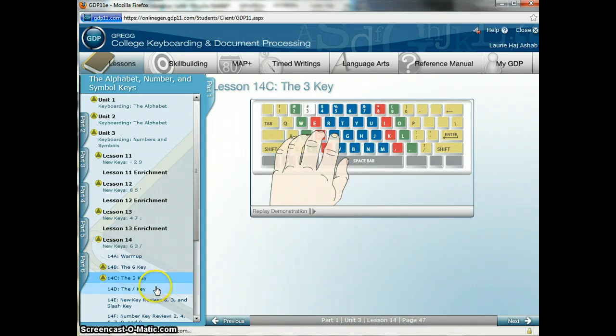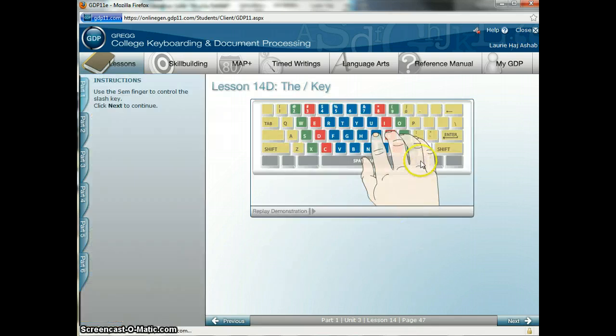key for Lesson 14 is the forward slash or the diagonal. And you're going to be reaching down with your semicolon finger. So it's diagonal, diagonal, diagonal, or called the forward slash.